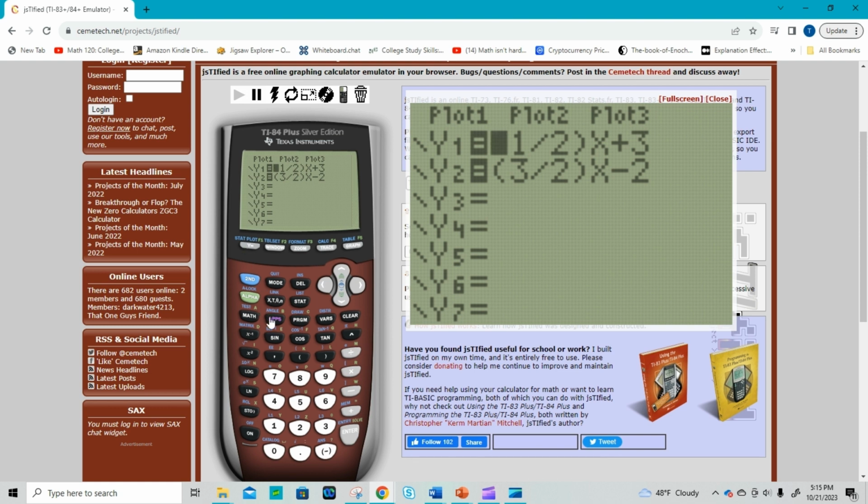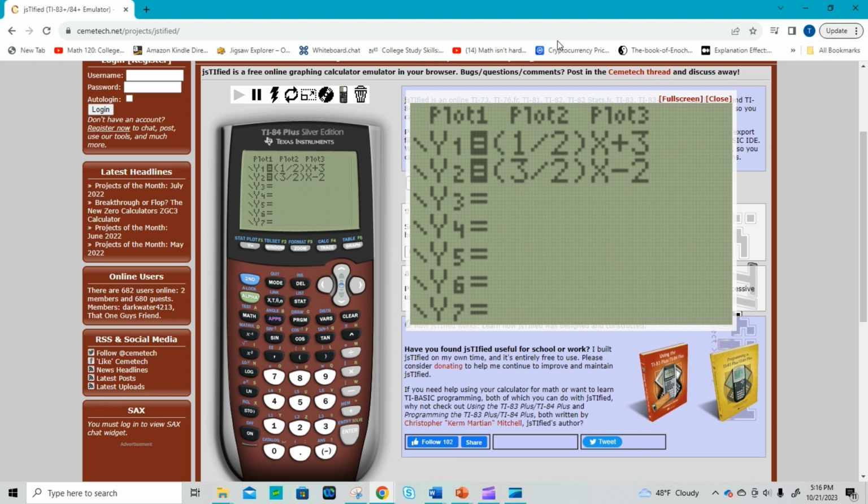If you're wondering what X I used, it is the button right next to the alpha key, and that has an X, a T, a theta, and an N on it. So it actually has 4 symbols. When you just push the button, you'll get an X. And that's probably the easiest one to get to.